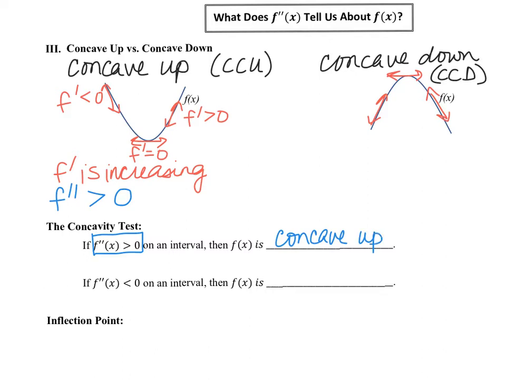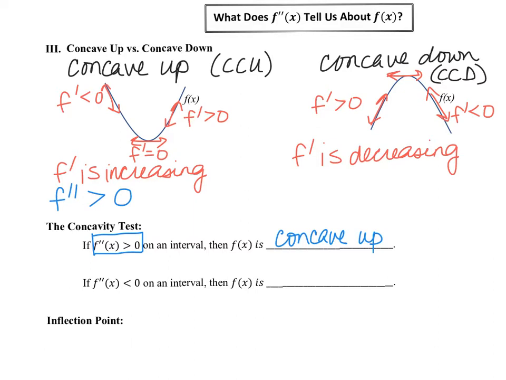So let's look at the concave down scenario. Again, let's take a look at the first derivative. On the left side of the graph here, the slopes are positive, so the first derivative is greater than 0. Then we have a horizontal tangent, so we know the derivative is equal to 0. And on the far right-hand side, we have negative slopes, so the derivative is less than 0. So in this case, for the concave down graph, the derivative is decreasing because those slopes are getting smaller.